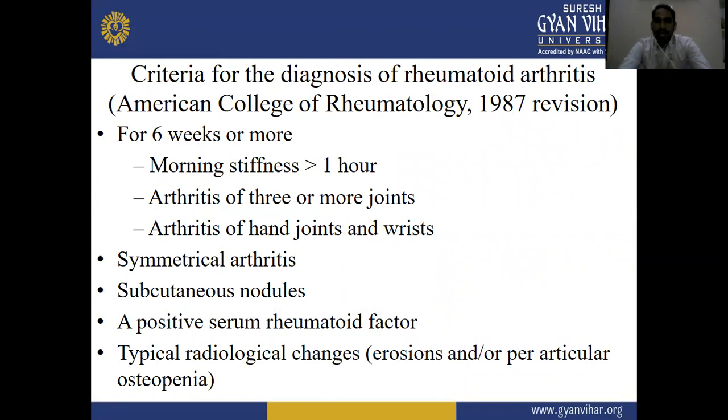Next one, criteria for the diagnosis of rheumatoid arthritis, the American College of Rheumatology 1987 revision. Symptoms for 6 weeks or more. More than 1 hour of morning stiffness, and arthritis of 3 or more joints, arthritis of hand joints and wrists, symmetrical arthritis, and subcutaneous nodules.